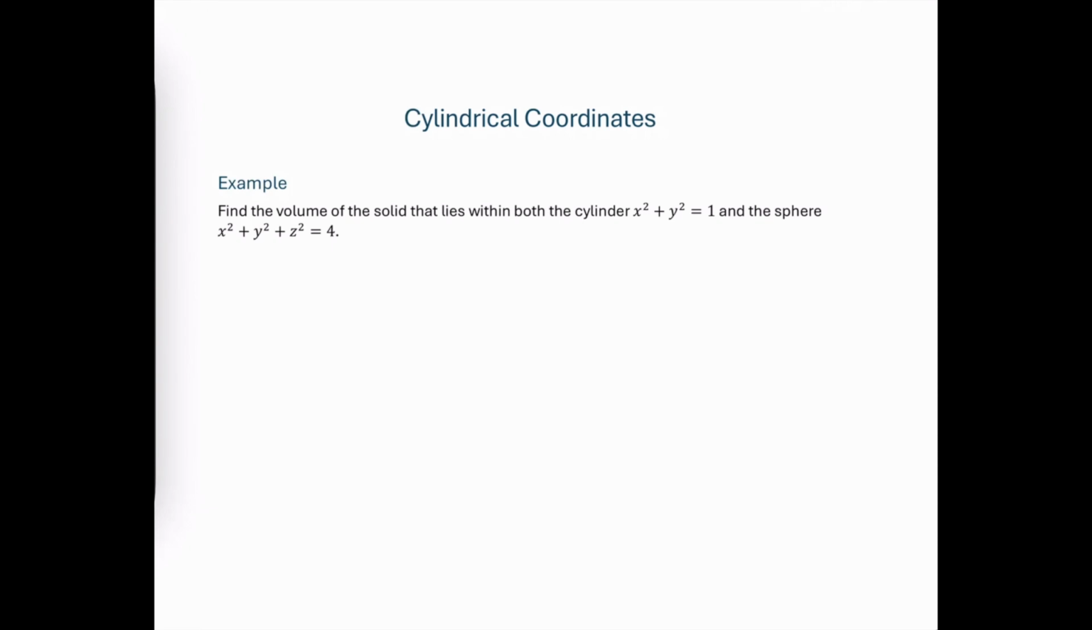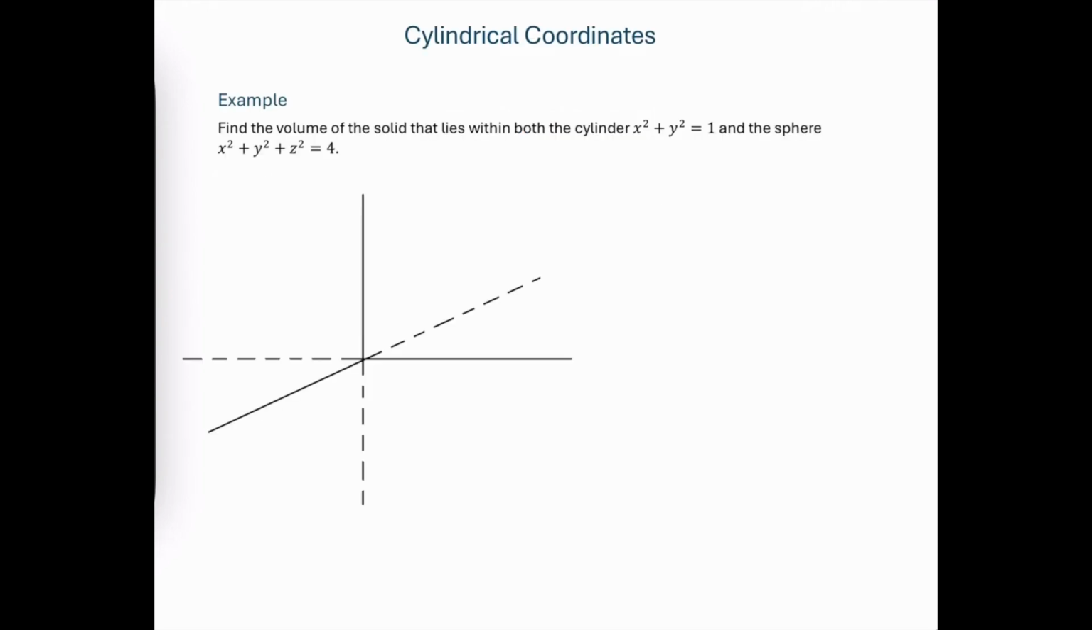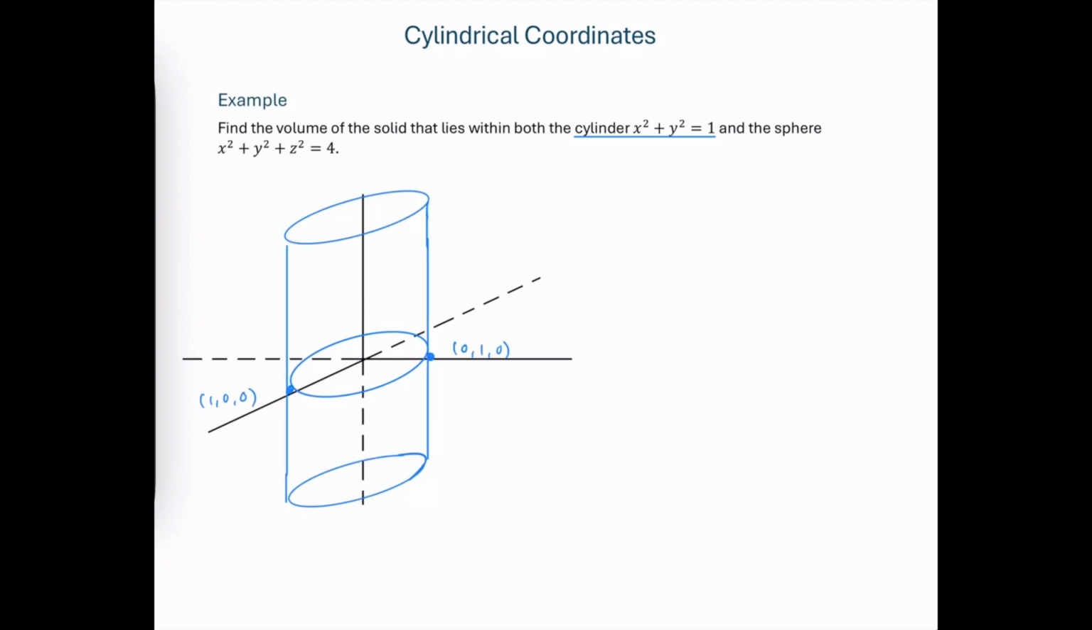Find the volume of the solid that lies within both the cylinder, x squared plus y squared is equal to 1, and the sphere, x squared plus y squared plus z squared is equal to 4. Let's begin by graphing the solid, and we'll start with the cylinder, x squared plus y squared is 1, which is a unit circle in the xy plane, extended in the direction of z.